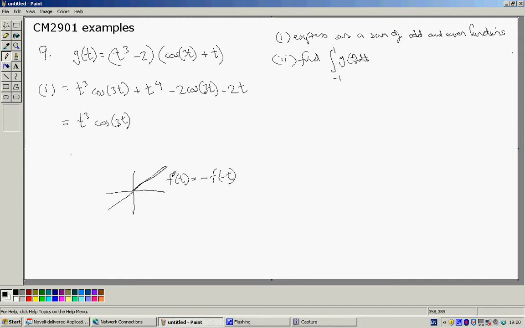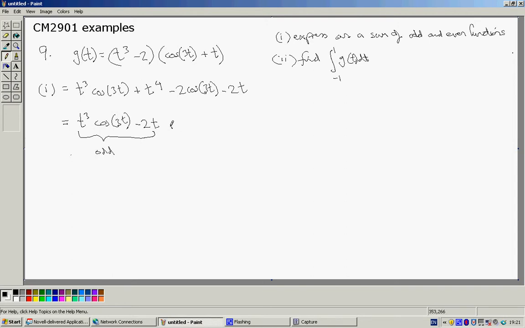In other words, if we think of f of t as being the vertical distance from the horizontal axis, that distance there for t is the same as the negative of that distance there for minus t. In other words, t itself is an odd function, and any constant times that odd function is also an odd function, so the whole of our odd function is t cubed cos 3t minus 2t. So that's the odd part.